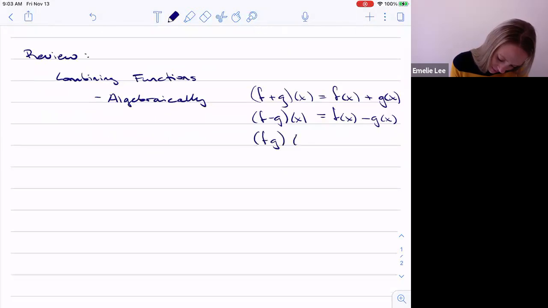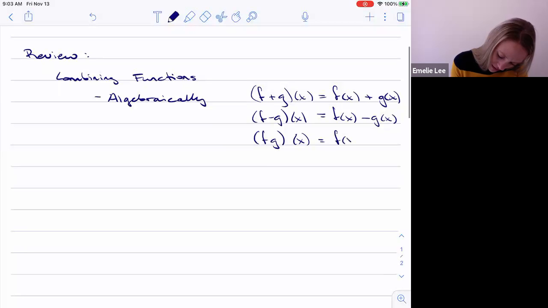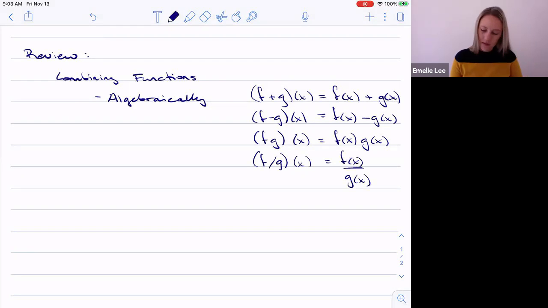So just so we have the full list here, f times g of x is just f of x times g of x. And of course, f divided by g of x is f of x divided by g of x. All of these, f of x has a domain and g of x has a domain. It's important to talk about the domain of functions, because the domain is all the allowable inputs. So we need to make sure that what we're putting into these functions is allowed.